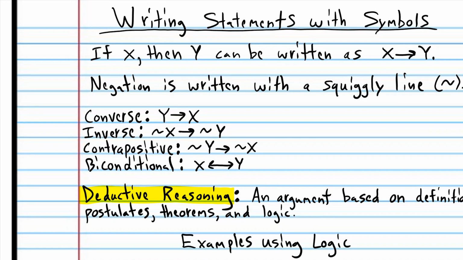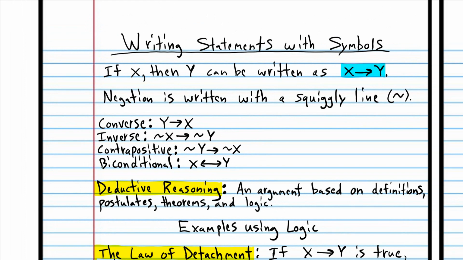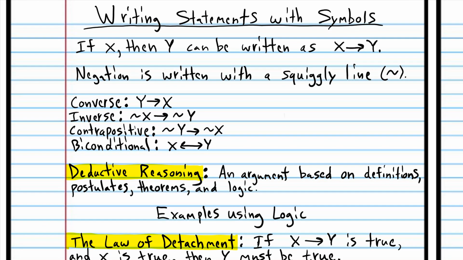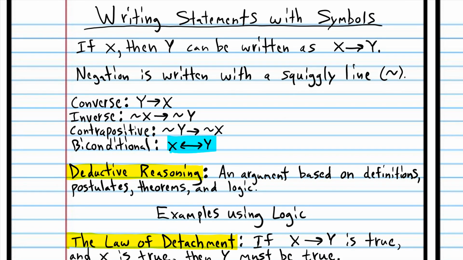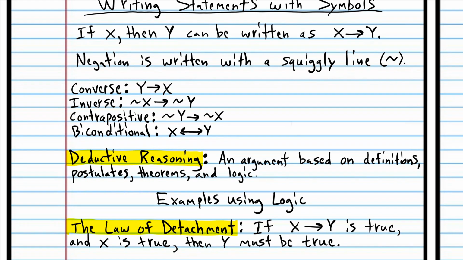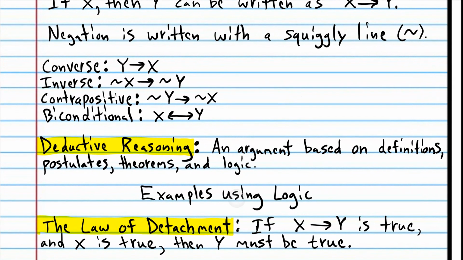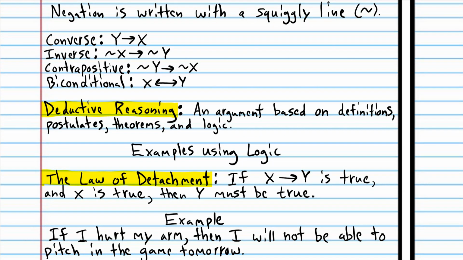So let me demonstrate. The original statement is if x then y, and the converse would be if y then x, and the inverse would be if not x then not y. So you've got the squiggly line that means not, and the contrapositive would be if not y then not x. And if you want to use condensed notation for a biconditional statement, you would use a double arrow. That means x if and only if y.